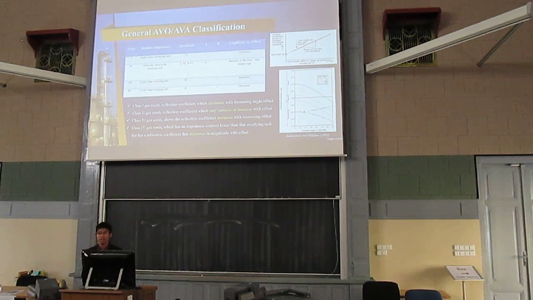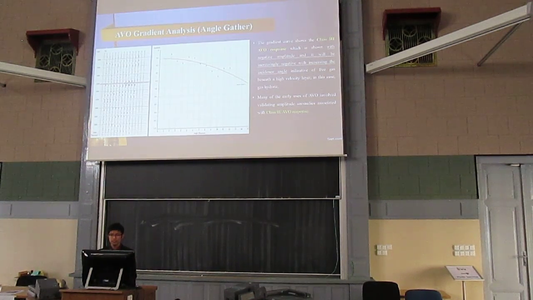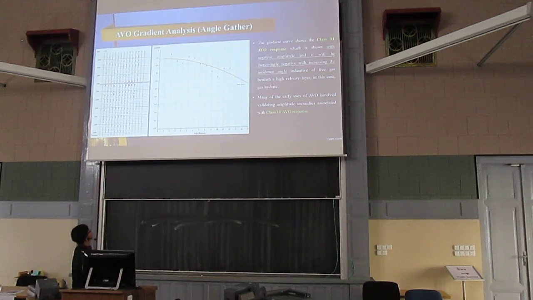And for gas hydrate studies, which is the AVO studies, we tend to have the class 3 AVO classification for the gas hydrate response in this area. And this is the AVO gradient analysis with the angle gather data. We can see that this is the reflection of the BSR, and this is the amplitude which changes with the incidence angle. We can obtain the class 3 AVO response, which is the negative amplitude, and it will be increasing negative with increasing incidence angle or offset.